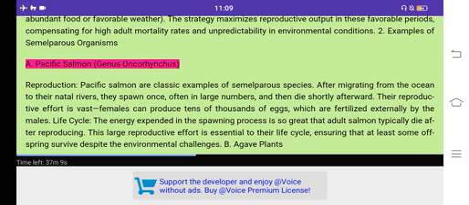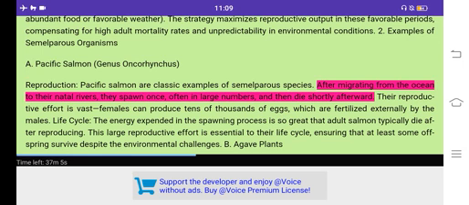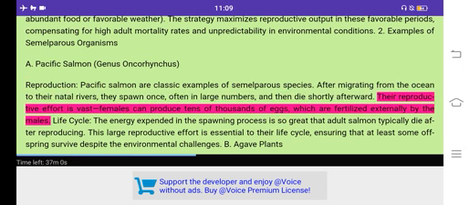A. Pacific salmon, genus Oncorhynchus. Reproduction. Pacific salmon are classic examples of semelparous species. After migrating from the ocean to their natal rivers, they spawn once, often in large numbers, and then die shortly afterward. Their reproductive effort is vast. Females can produce tens of thousands of eggs, which are fertilized externally by the males.